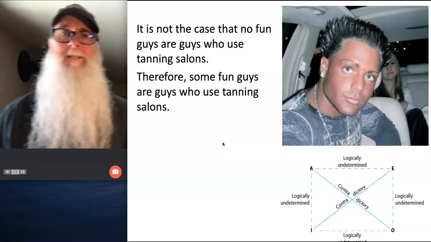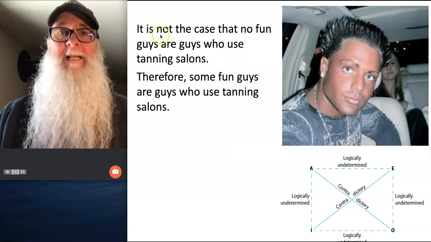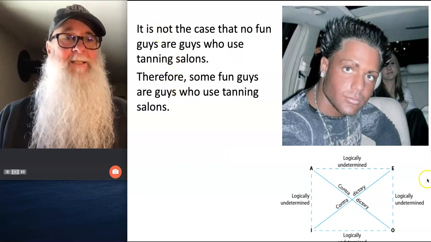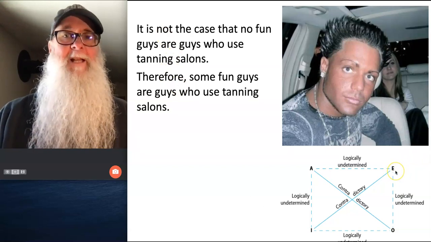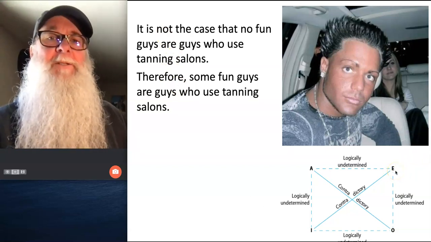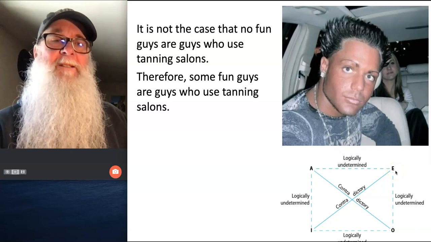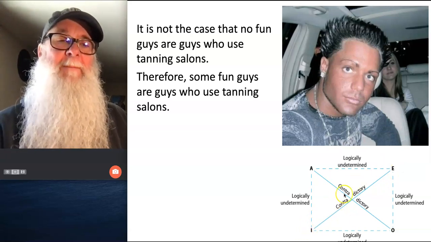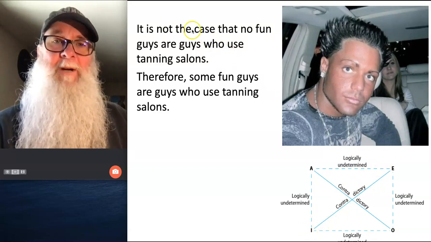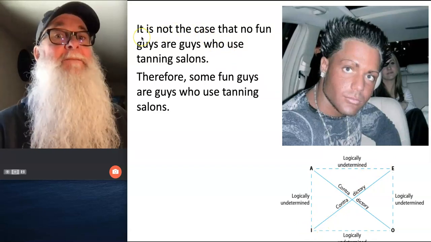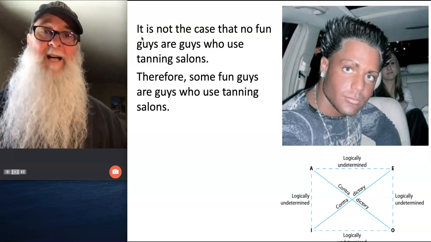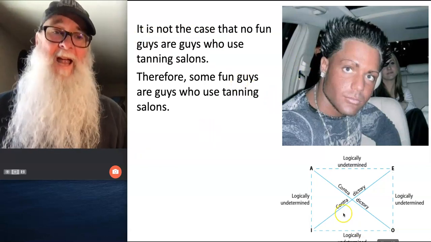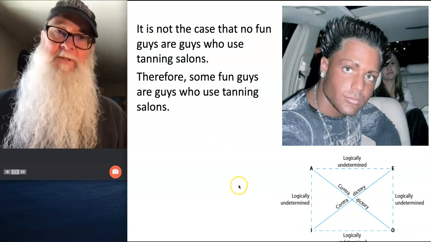Now take a look at this one. Just two more quickly here. It is not the case that no fun guys are guys who use tanning salons. That's an E statement. Therefore, some fun guys are guys who use tanning salons. Okay, that's a corresponding I statement. They have to have opposite truth values. So if the premise statement turns out to be the case, that it's true that it is not the case that no fun guys are guys who use tanning salons, then this conclusion would have to be true. And that proves the argument valid.